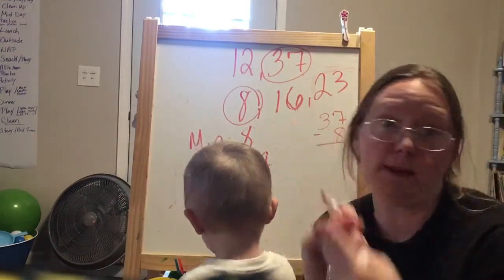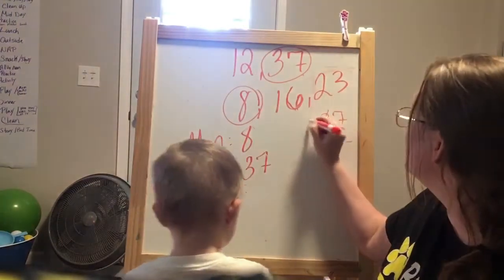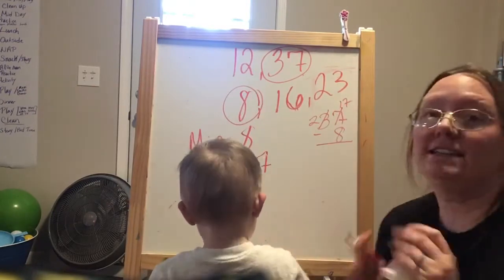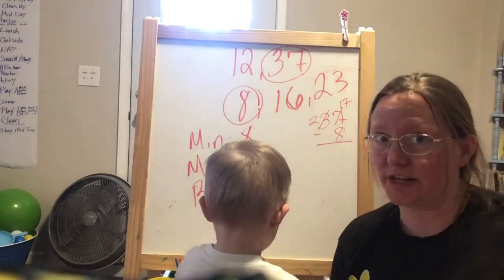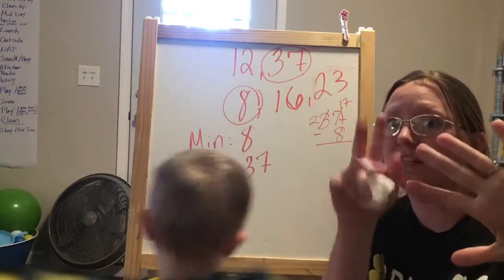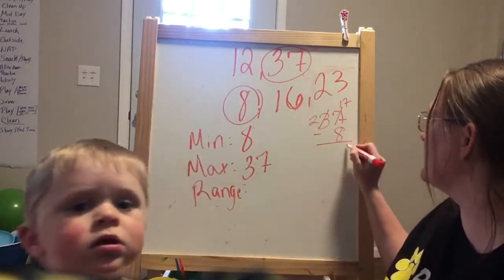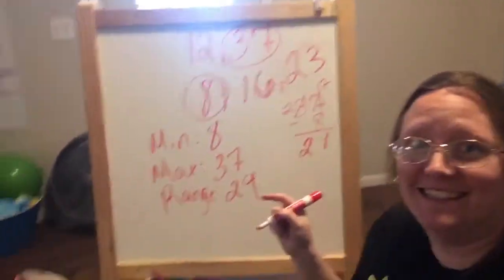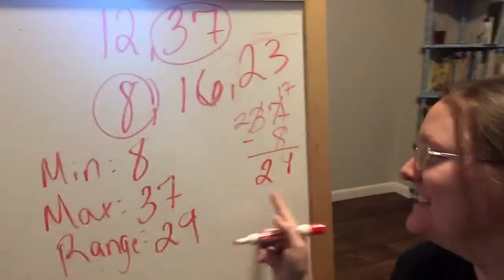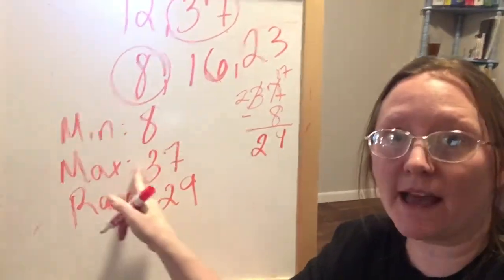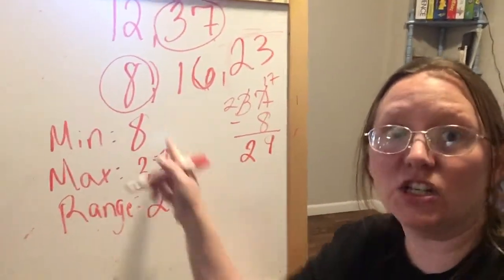Now I can't take 7 minus 8, so I'm going to have to borrow from my 3, and that makes this a 17. 17 minus 8, we're going to start at 8 and count up. So it's 8, 9, 10, 11, 12, 13, 14, 15, 16, 17. So that's a 9 and a 20 for your 2. Carry your 2 down. So my range is 29. Minimum's smallest, maximum's largest, range is you subtract.